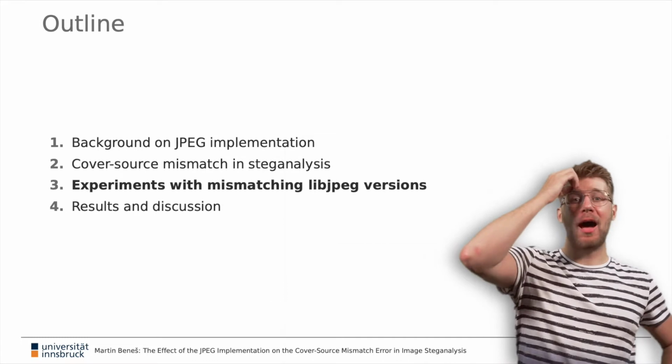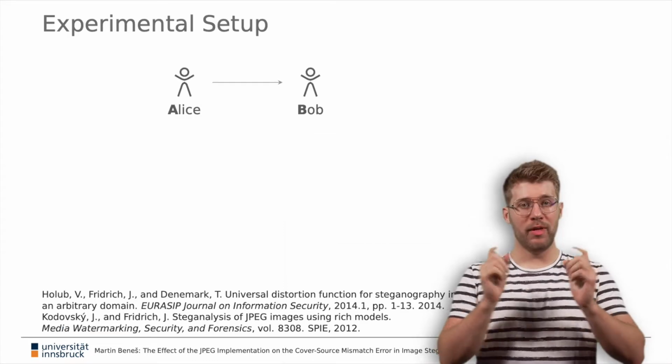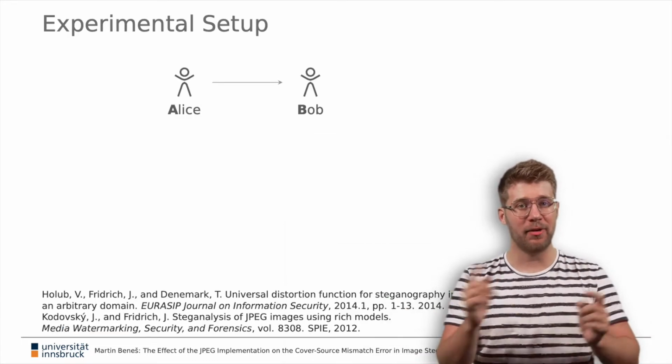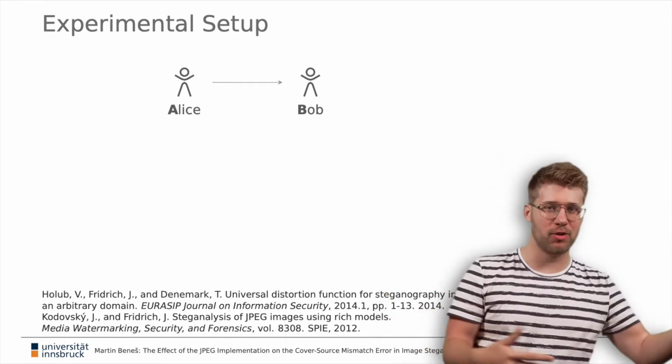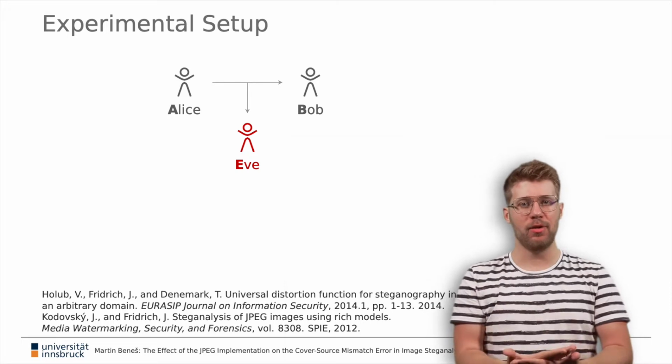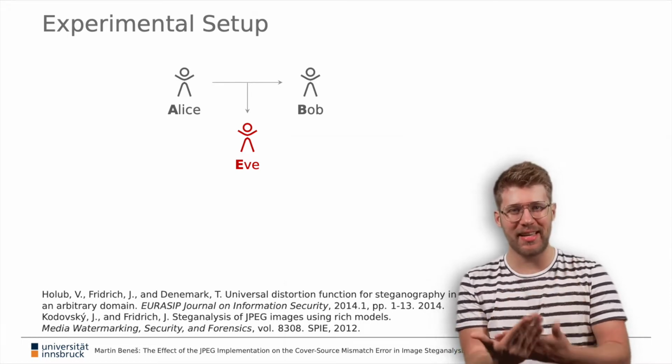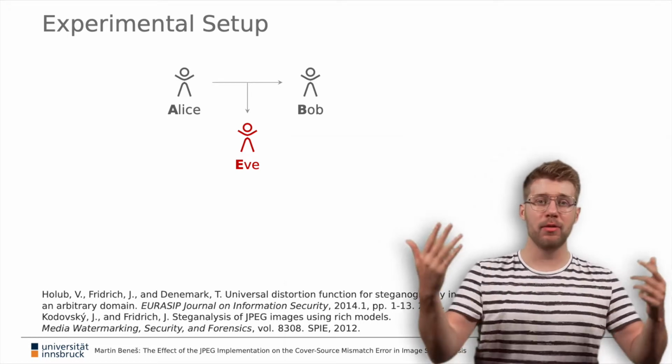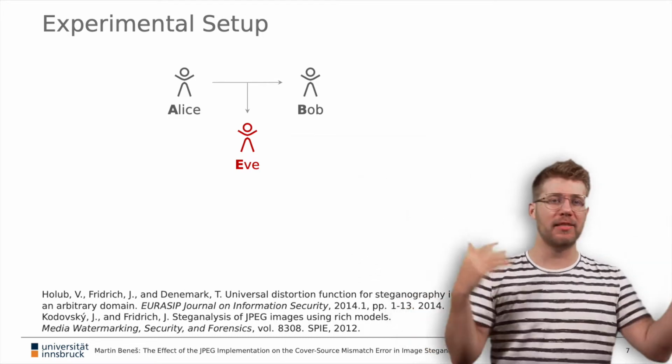Now let's move on to how we measure this experimentally. We stick to the well-known scenario and its naming convention. Alice embeds a secret message to a cover and sends it to Bob. Eve intercepts the image and tries to detect whether it contains a steganographic message or not without knowing the steganographic key shared between Alice and Bob.